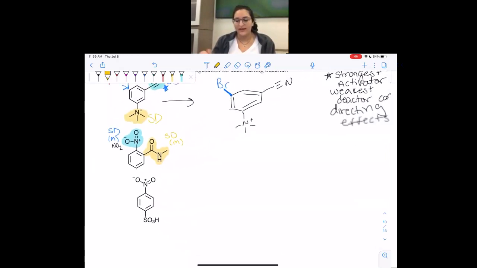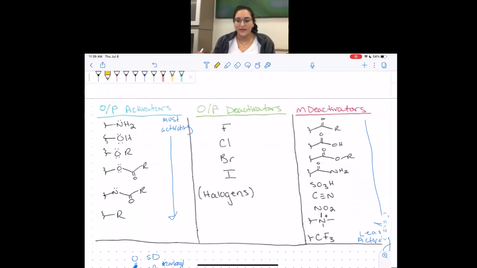We go back to this handy dandy list. We see amides right here. We see NO2 all the way over here. So which one is the weakest deactivator between those two? NO2 would be the weaker one.